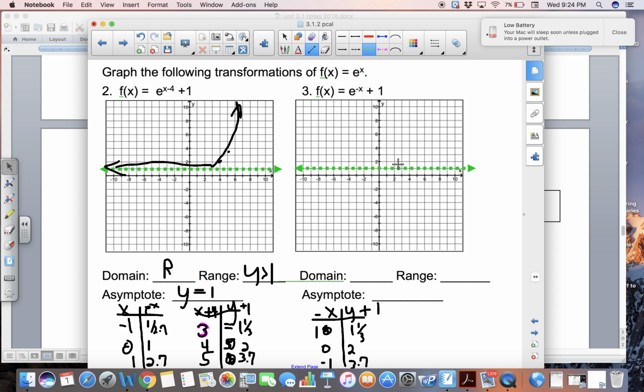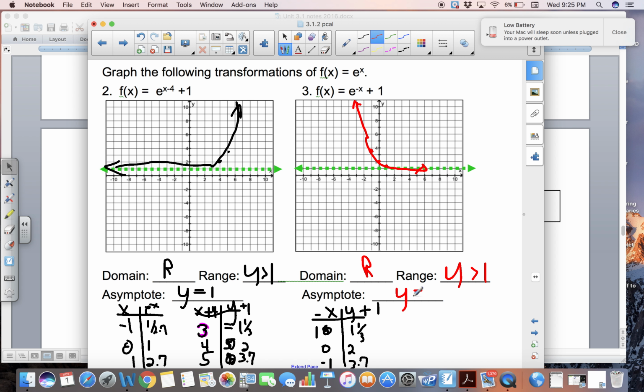Okay, and let me plot my points. I'll plot this in red. All right, so 1 is 1 1/3. 0 is 2. And negative 1 is 3.7. So you can see that decay starting to kick in here, right? It's going down now. It doesn't really cross the asymptote. I just can't draw it real well on my computer. All right, so the domain is all reals. The range is y is greater than 1. And the asymptote is y equals 1.